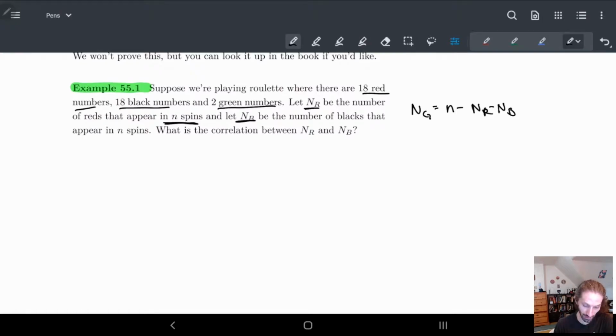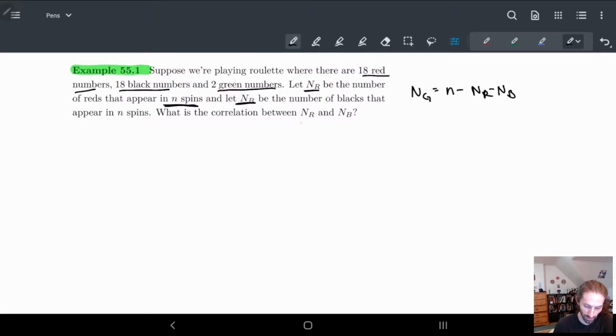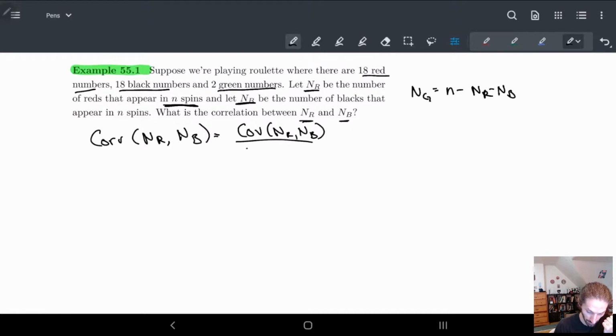So we'll just let NB be the number of blacks that appear in n spins. And the question is, what is the correlation between R and B? What's the correlation between the number of red spins and the number of black spins? So let's remember what these formulas look like. The correlation between NR and NB is the covariance of NR and NB divided by the standard deviation of NR times the standard deviation of NB.